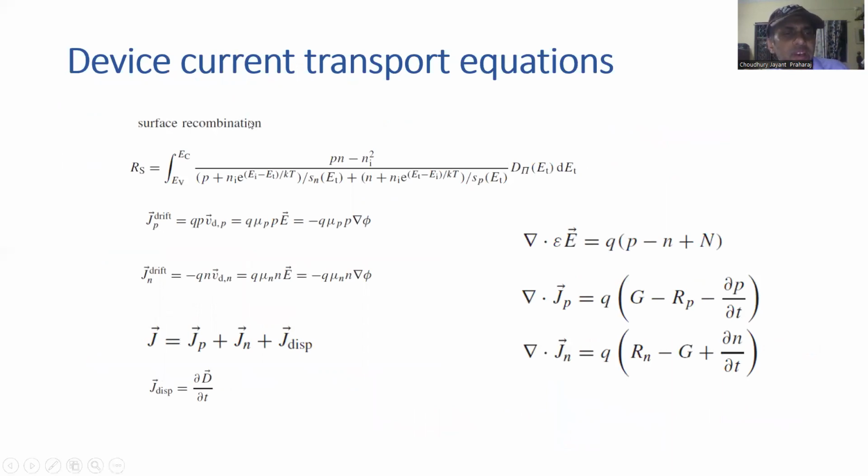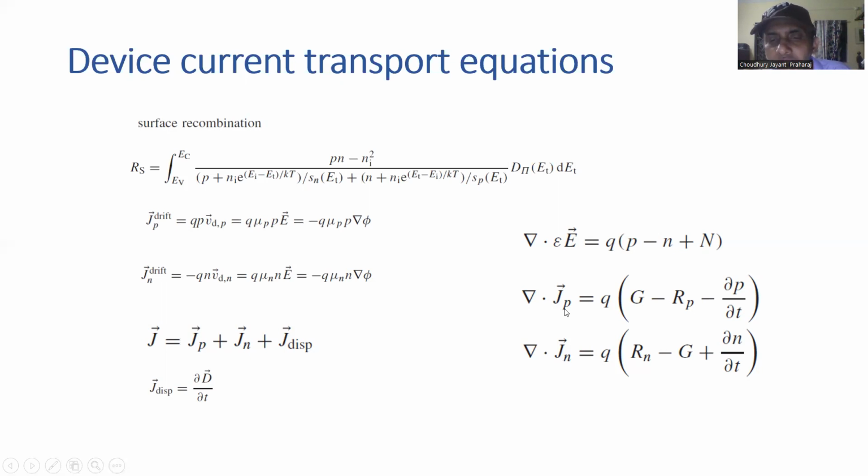Then we also have surface recombination, which is given by this kind of integral, which is basically due to gap surface states, for example. Then we have the various device current transport equations that determine current flow in these materials under illumination, for example. And we have an electron drift term, a hole drift term. Then we have electron diffusion terms and hole diffusion terms as well.